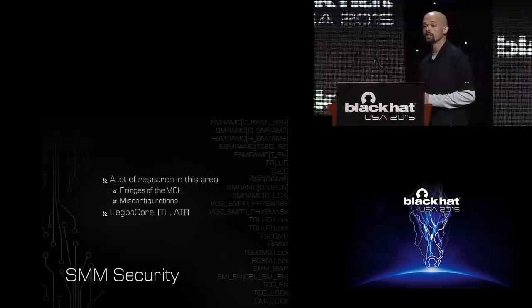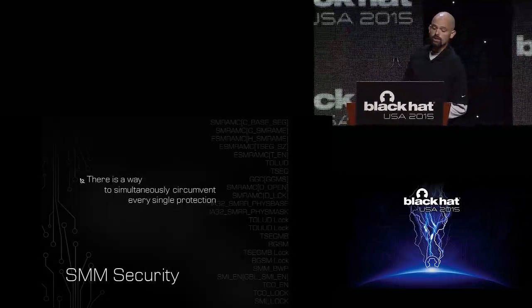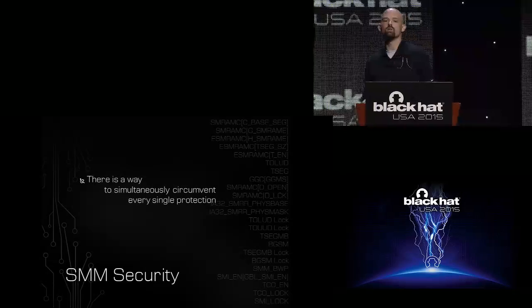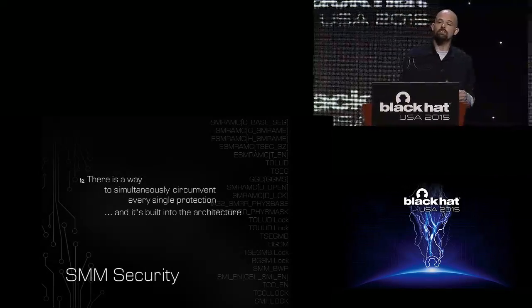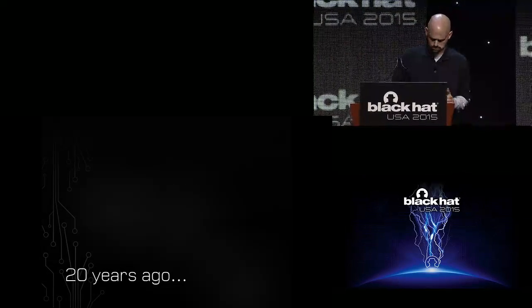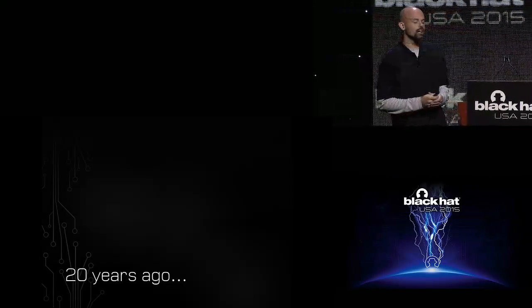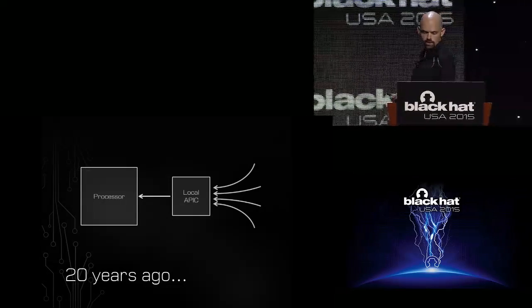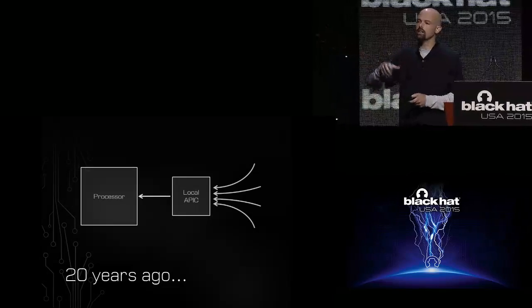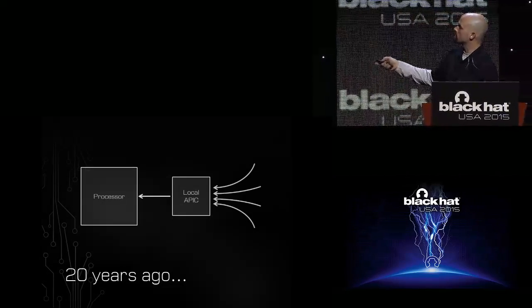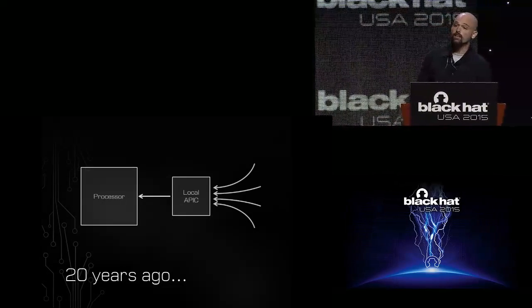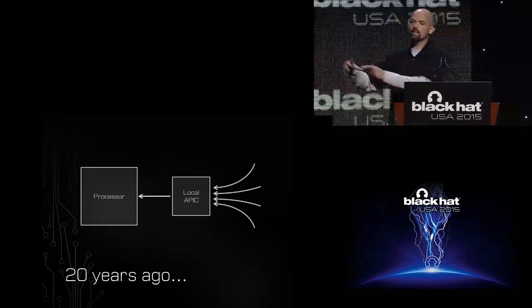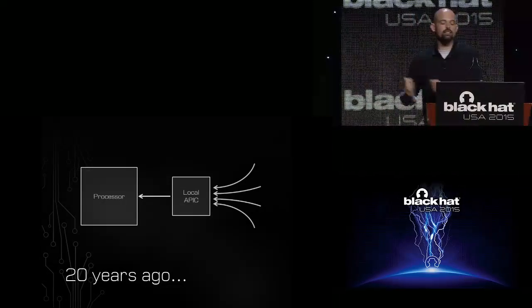I want to present something a little bit different because there is a way to simultaneously circumvent every single one of these protections, and it's built into the architecture itself. In order to understand how that works, we need to step back in time and look at something completely unrelated to system management mode. A while back, some 20 years ago, we had something called the local APIC. So the local APIC in the x86 architecture is in charge of receiving interrupt events from things happening on that system and sending those over to the processor. And it used to be that the local APIC was a physically separate chip on the chipset, and it sent things over to the processor.